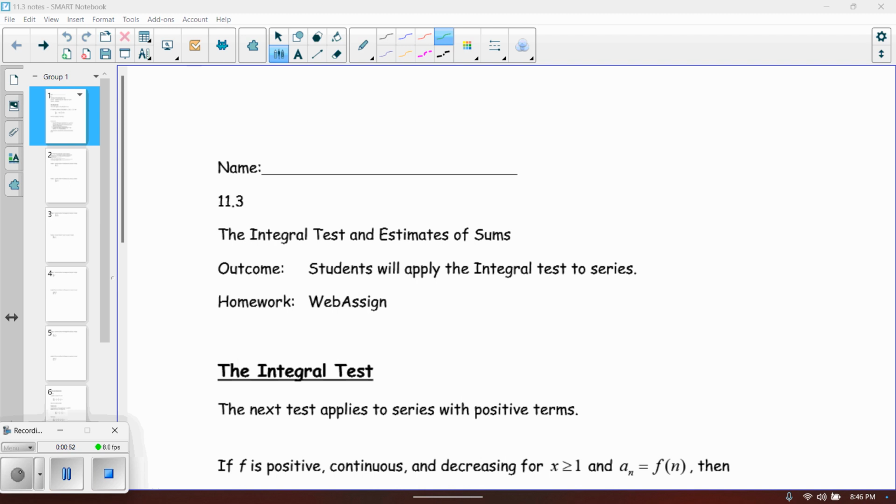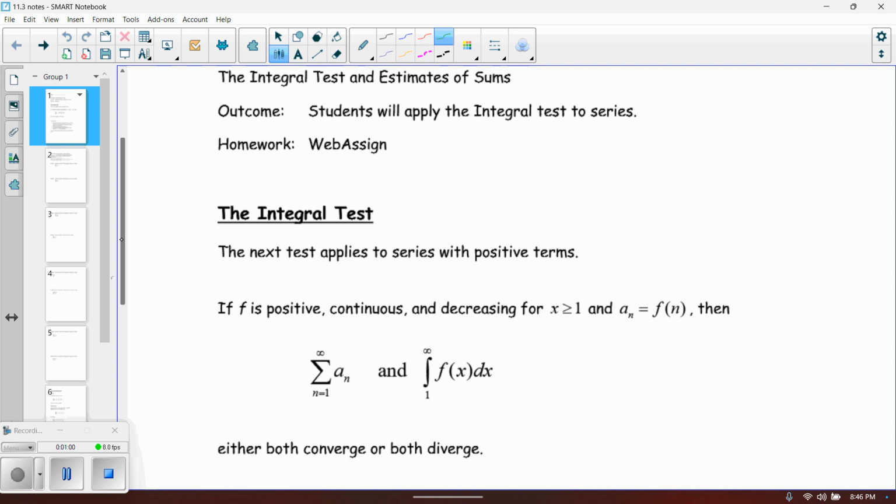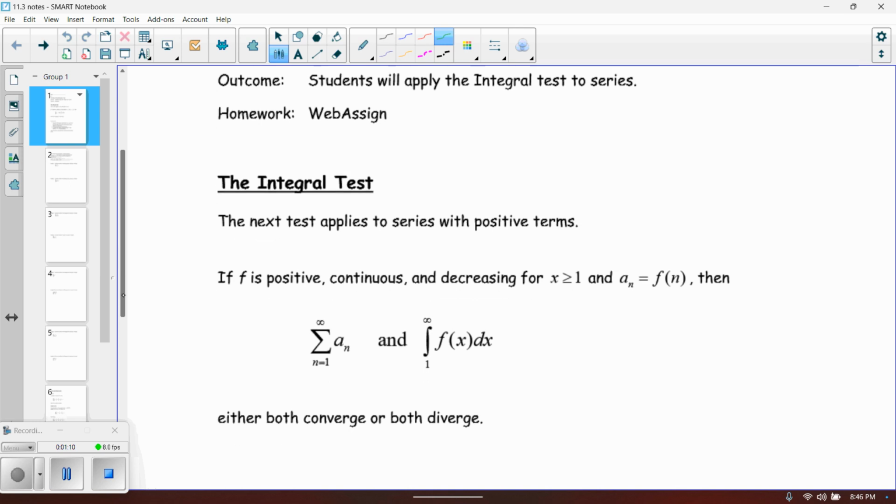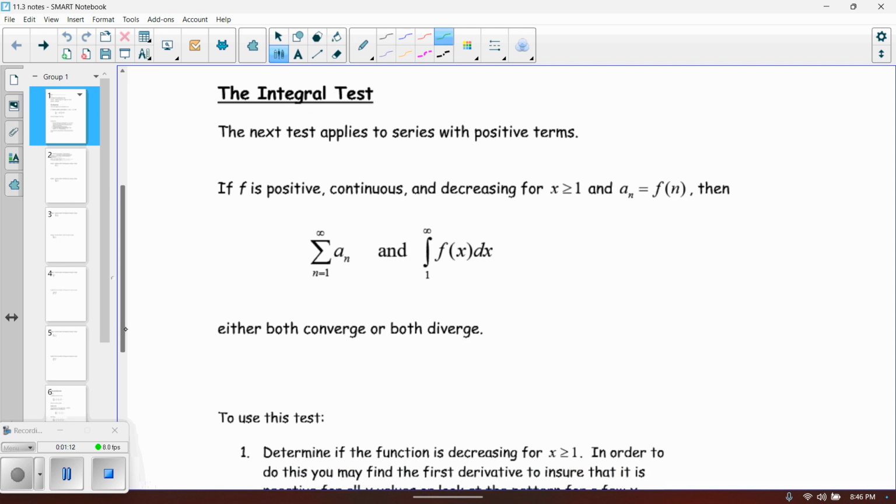There are going to be several more, by the way, tests that we do when it comes to testing for convergence and divergence. And hopefully by the time we get to the latter parts of the chapter, why we're doing all this will make sense. But for now, we're going to talk about the integral test and then the estimates of sums.